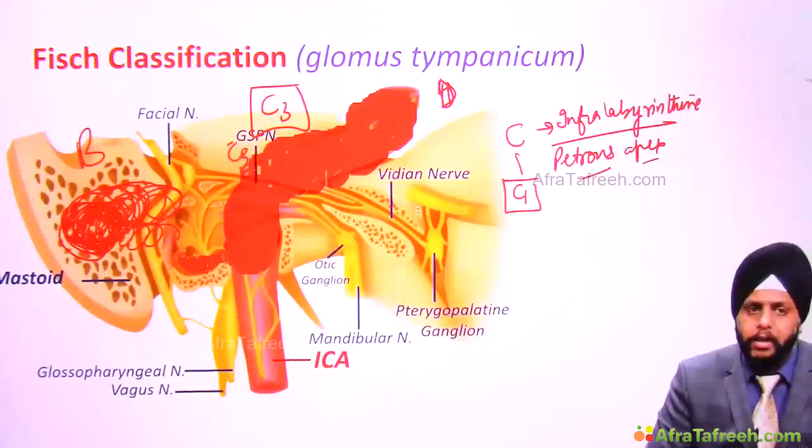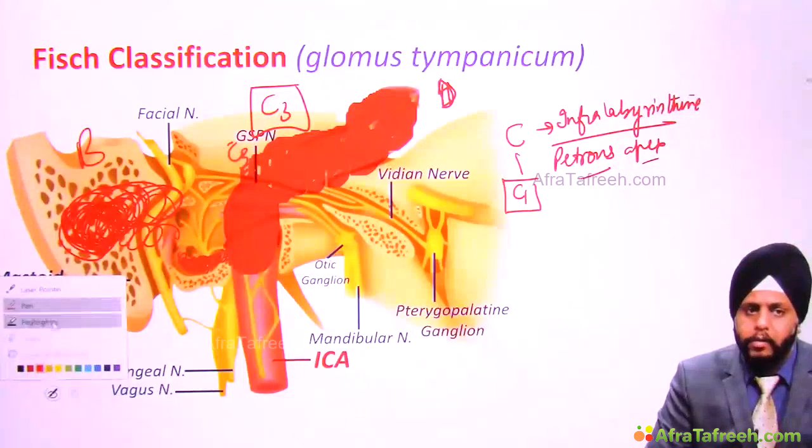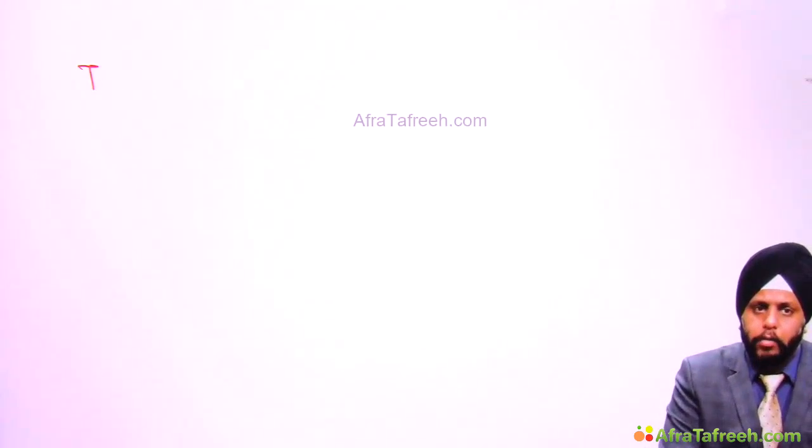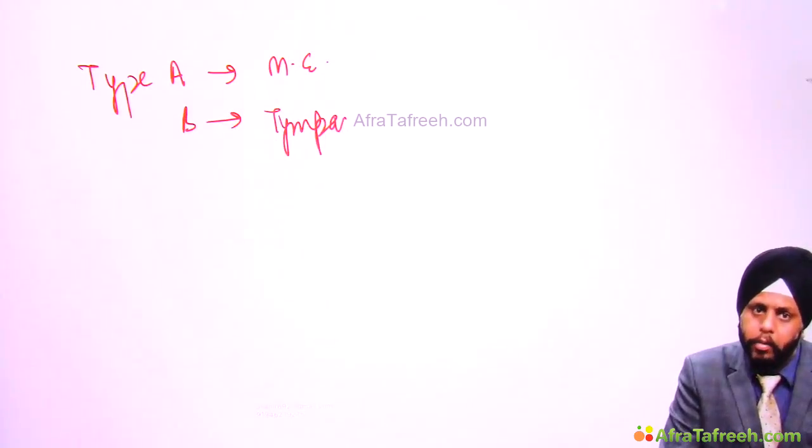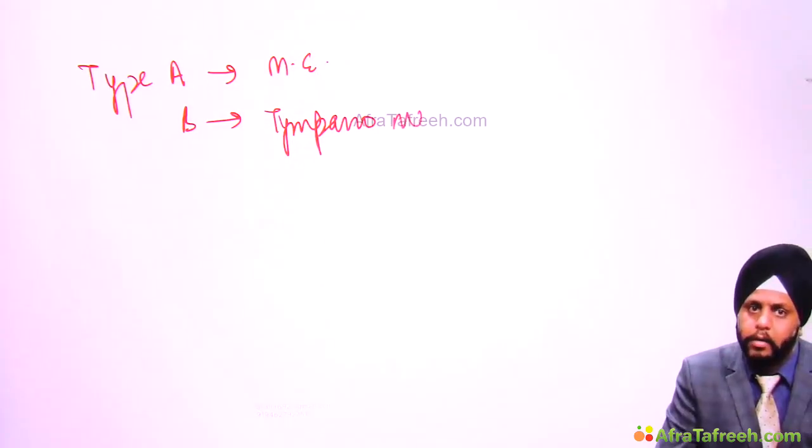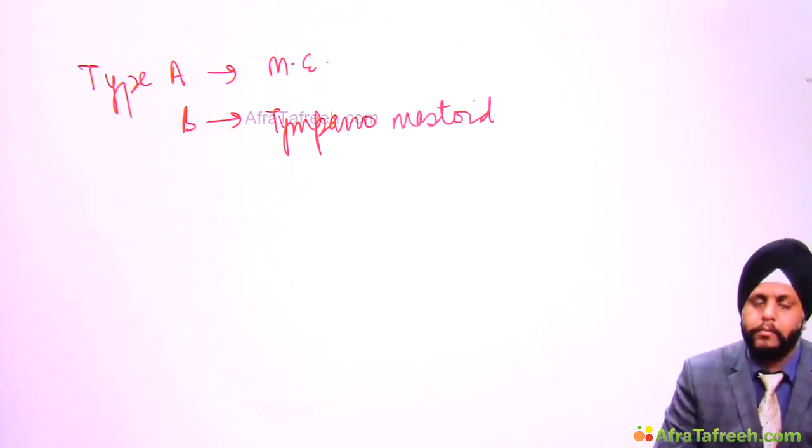Okay, so type D is intracranial extension of the glomus tumor, right? Once again, I will write over here for you. Type A was limited to the middle ear. Type B was the tympanomastoid compartment. Type C was involvement of the ICA.